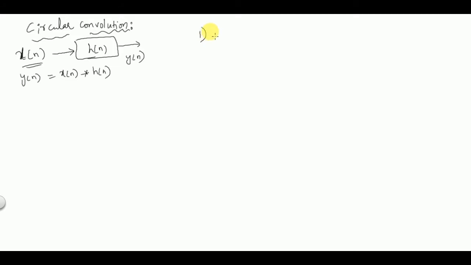One is the matrix multiplication method, and the second is the concentric circle method. In this video we'll concentrate only on the matrix multiplication method, and in the next video we'll discuss the next method, that is the concentric circle method.